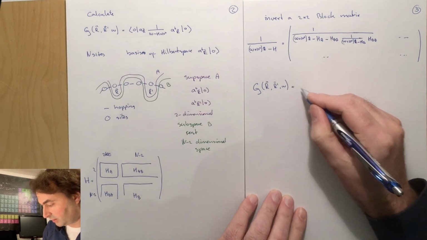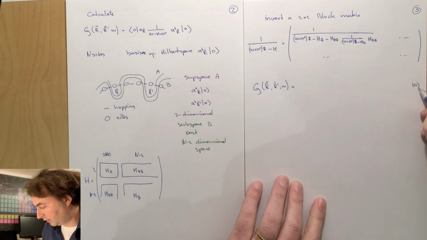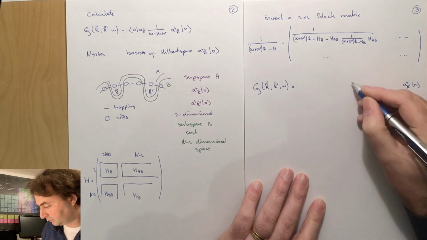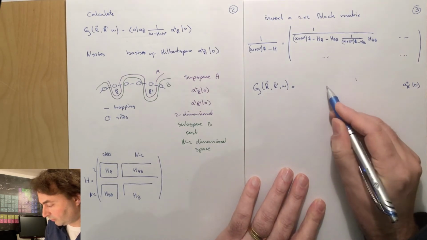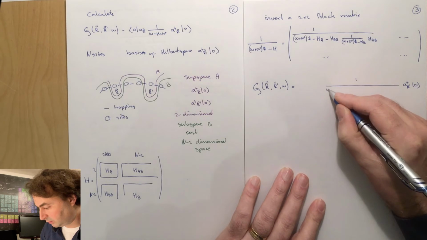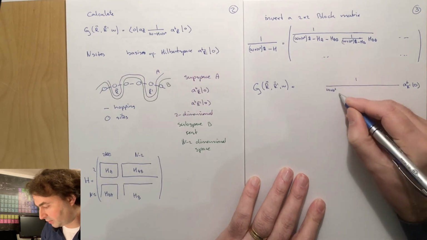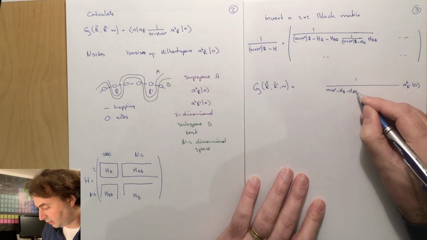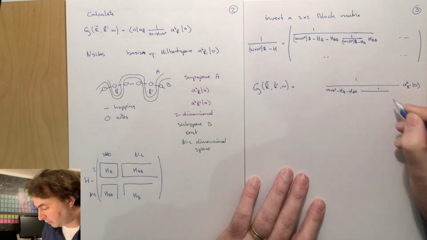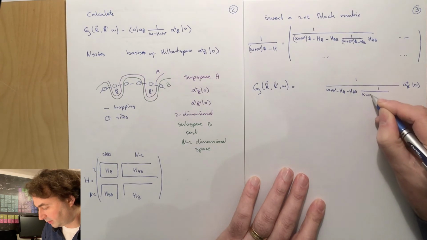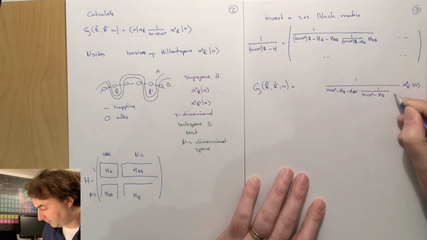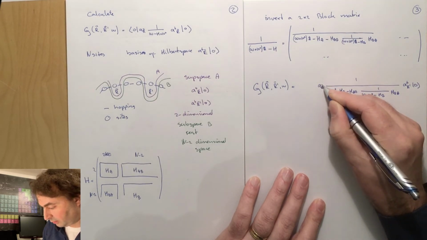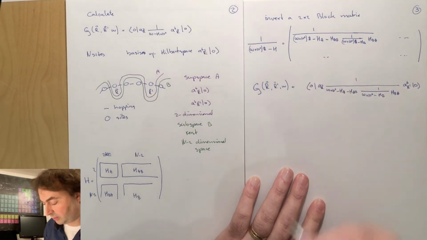So this is nothing more than starting from the vacuum, A dagger R prime, 1 over omega plus I0 plus minus HA minus HAB, 1 over omega plus I0 plus minus HB, HBA, A of R to the vacuum.